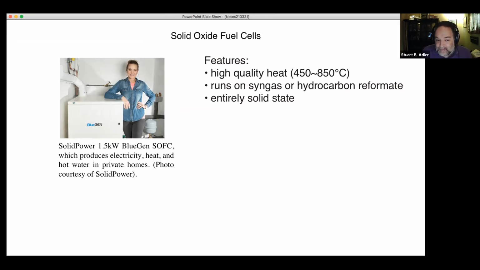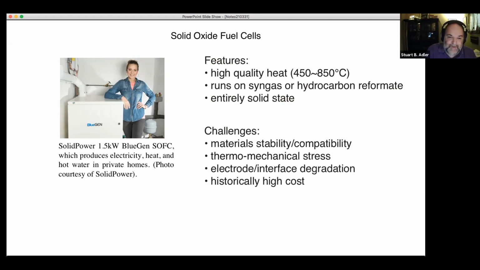Another advantage of a solid oxide fuel cell is that it can run on hydrocarbon-based fuels. Not that we want to do that forever, but certainly as a stopgap measure while we're trying to figure out how to advance the technology and the supply chain, there are a lot of arguments to be made that being able to run fuel cells on natural gas today, and hydrogen in the future, is a good strategy. So SOFCs can run on reformed natural gas or other hydrocarbons. And it's all solid state.